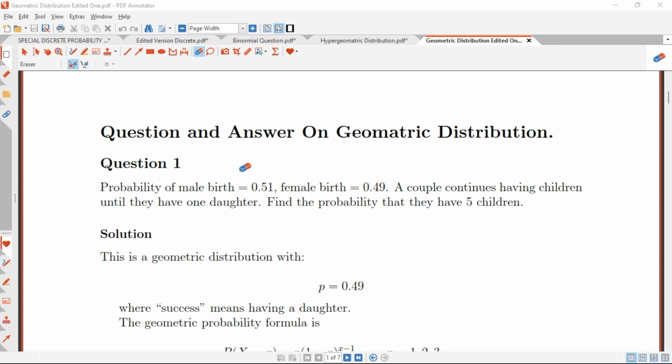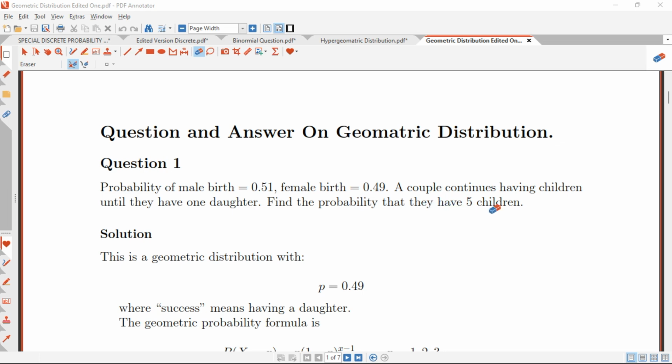Okay, so question 1 says the probability of male birth is equal to 0.51, female birth is equal to 0.49. A couple continues having children until they have one daughter. Find the probability that they have 5 children. So this is just giving you a clue that the couple continue having children until they have their first daughter, their first success. That is the geometric distribution question.